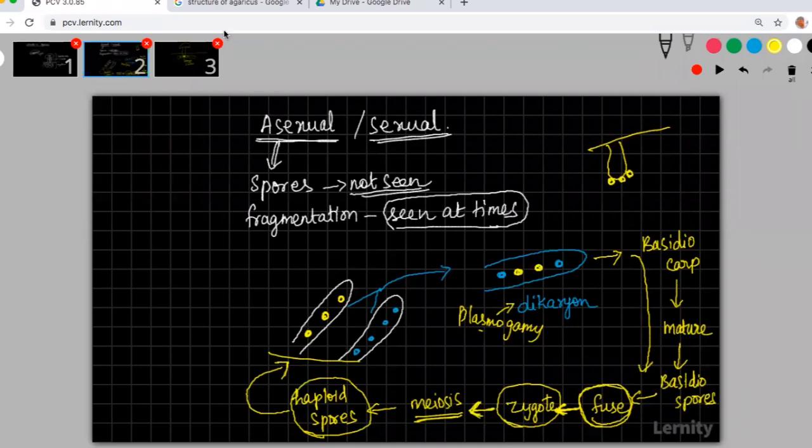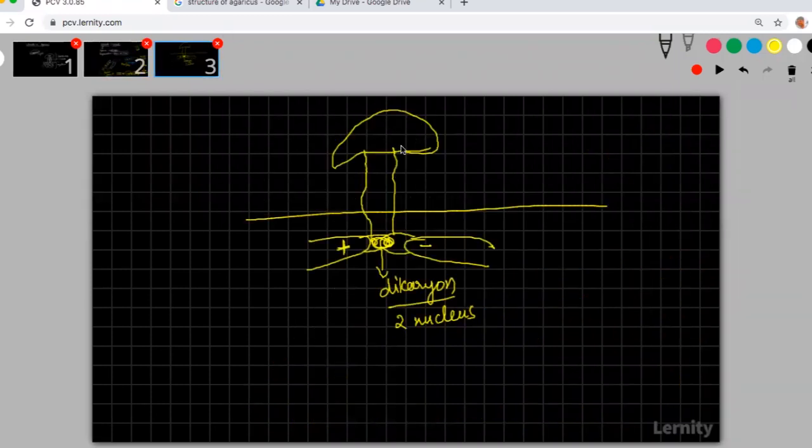So what has happened? This basidia has formed. Inside this basidiocarp, fusion has happened, and after fusion, meiosis has happened. Meiosis has produced haploid spores, and this haploid spore is falling down into the soil. It is trying to develop a different hypha.